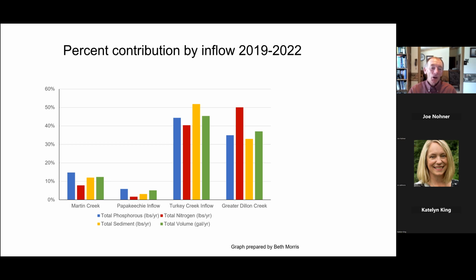And it's not hard to see that Turkey Creek inflow as a percent is a major source of the phosphorus. It's a major source of the nitrogen and a major source of the sediment. And so this allows us now to have data to begin to look at what's going on in Turkey Creek inflow that we can do to help mitigate and reduce those amounts coming in. Greater Dillon Creek is also a big contributor. I would say combined, Turkey Creek and Greater Dillon Creek contribute nearly 80% of the nutrient and sediment load that enters into Lake Wawasee.